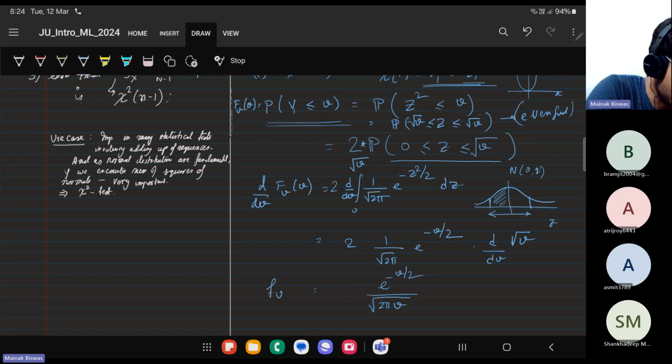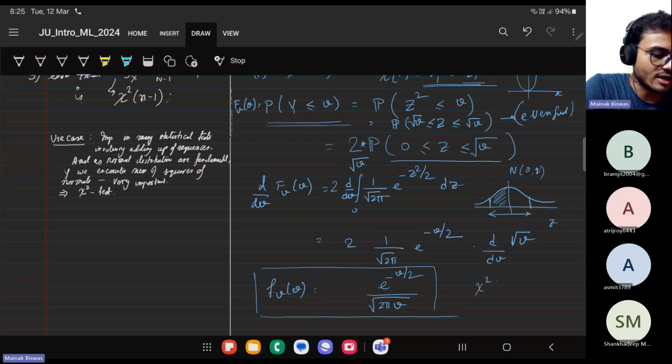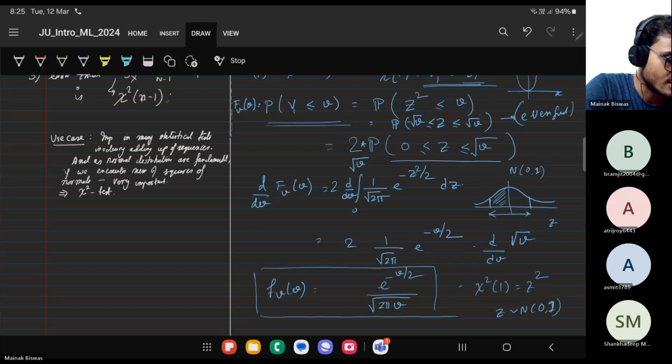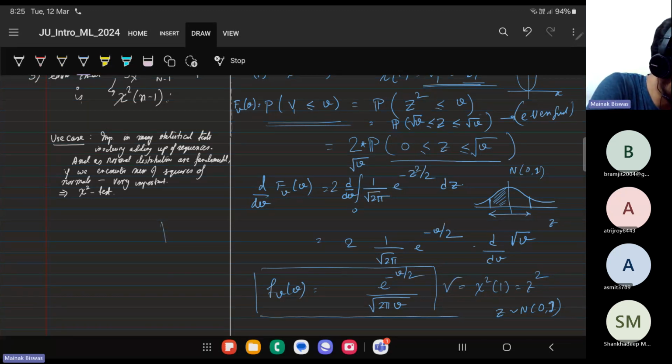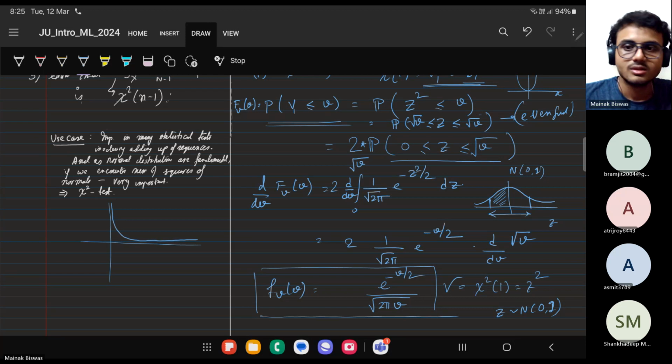Now, did you understand? This is going to be your distribution of Z square. So chi square 1 is Z square, where Z is normal 0, 1. Then the distribution of chi square 1 is an exponential sort of a function, right? How will the CDF look? At 0, it goes to very, very high values, infinity, and then it drops to 0. Correct? This is your chi square 1.